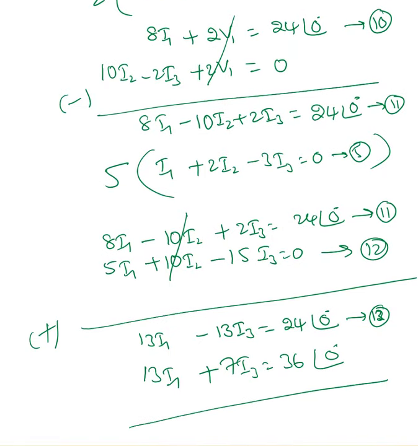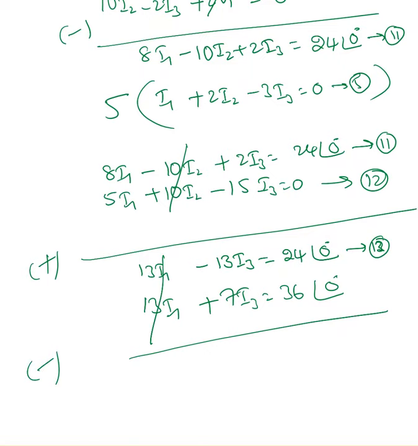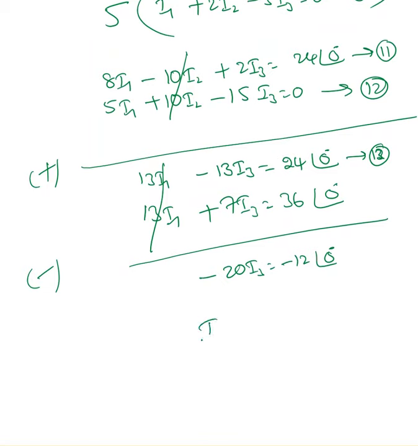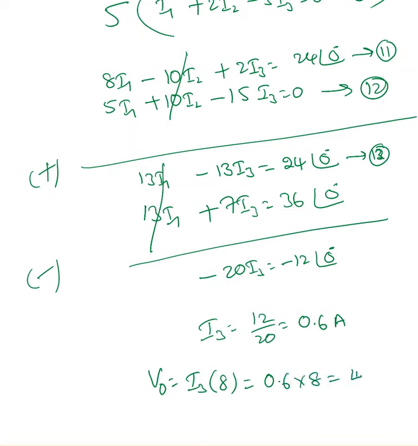Now what I'm going to do, I'm going to subtract these two. I1 gets cancelled out, minus 20i3 equal to minus 12 at an angle of 0. So I3 must be 12 over 20. That value is 0.6 ampere. Once you have I3, your V naught equals I3 times 8 ohm. So 0.6 times 8, 4.8 volt. That's the voltage drop across the 8 ohm resistor.